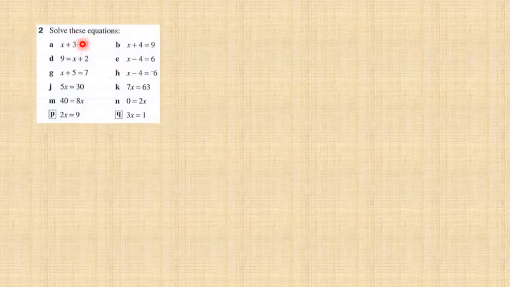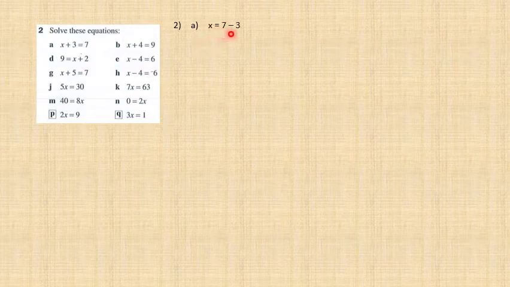Okay, so let's go for question 2 here. Solve these equations. For letter A, it's x plus 3 equals 7, using the inverse operation and balance. So x is going to be equal to 7 minus 3, which equals 4. In question B, I will use the inverse operation and balance again. Here it's going to be x equals 9 minus 4, which equals 5.